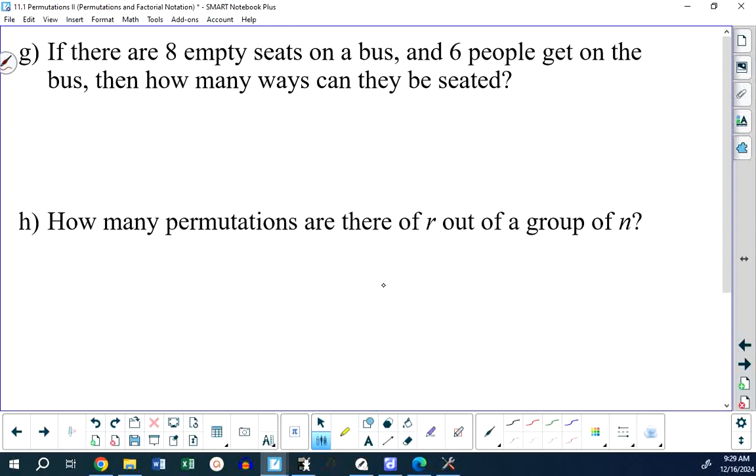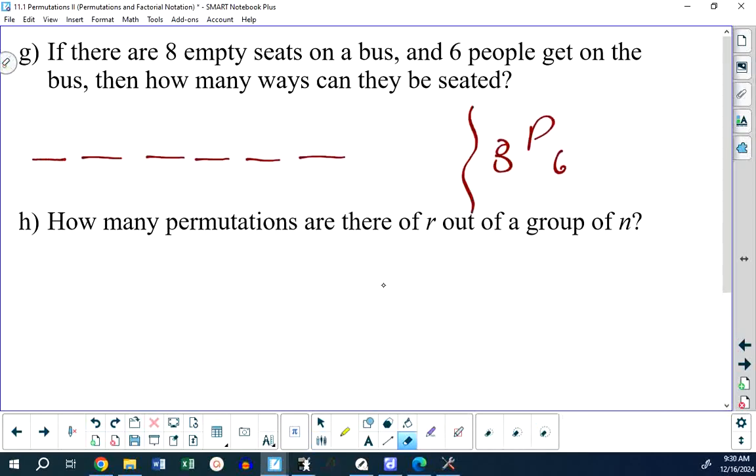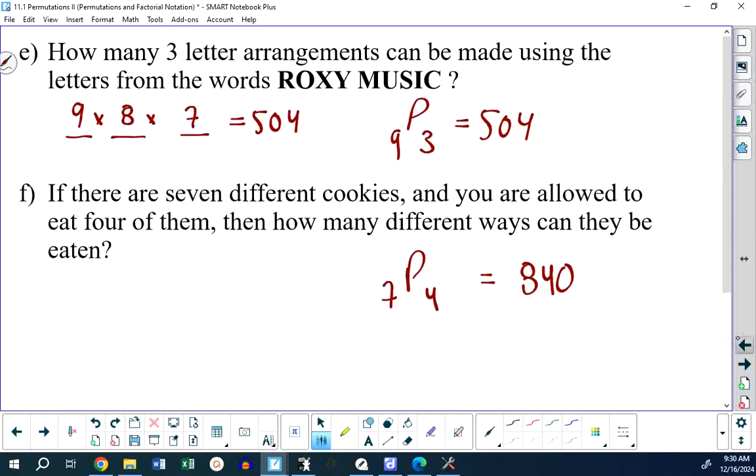But this is still going to be 8p6. And I will demonstrate it to you by approaching it this way. When those 6 people get on the bus and they're looking at those 8 seats, how many different seats can the first person choose? 8, right? So this is going to be 8 times 7 times 6 times 5 times 4 times 3. And I'm leading up to something very important here. This is the same as 8p6, in the same way that this is the same as 9p3.